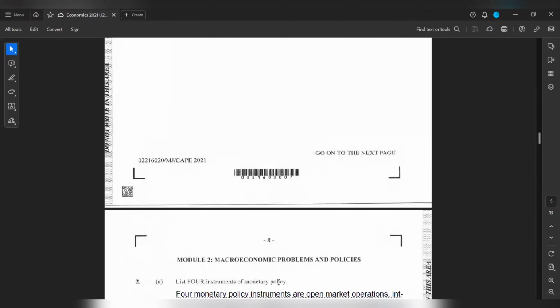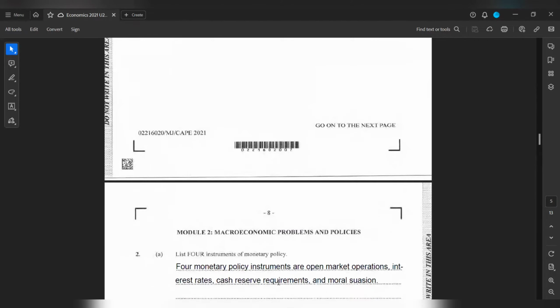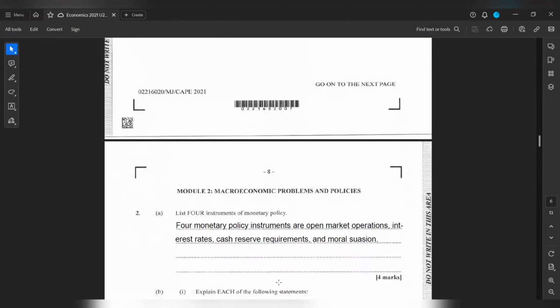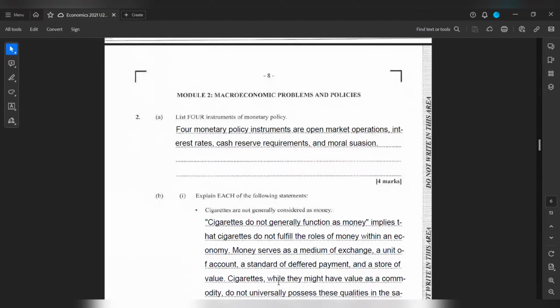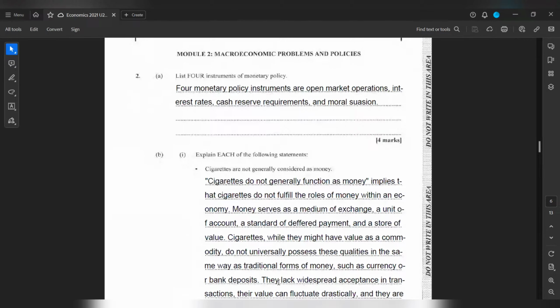Module 2, Macroeconomic Policies and Problems. List four instruments of monetary policy. Four instruments of monetary policy are open market operations, interest rates, cash reserve requirements ratio, and moral suasion. Part B1, explain the following statements. Cigarettes are not generally considered as money. Cigarettes do not generally function as money.